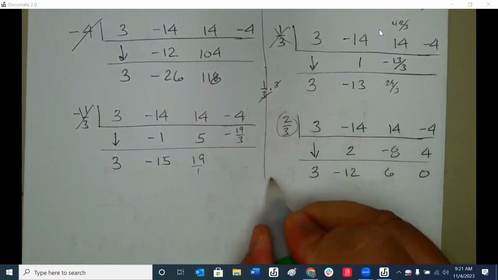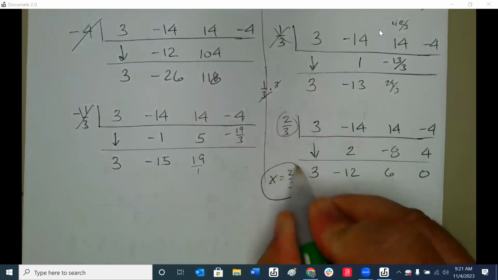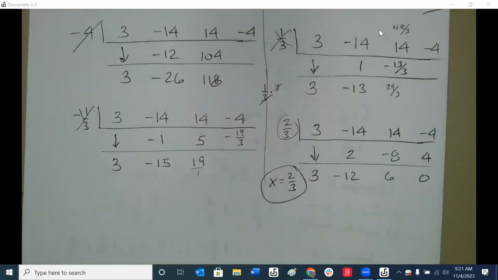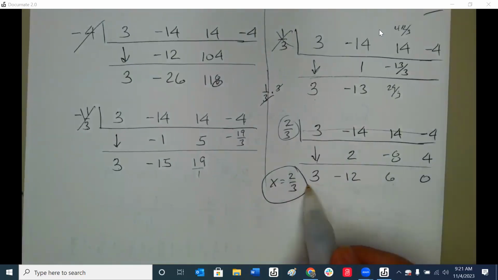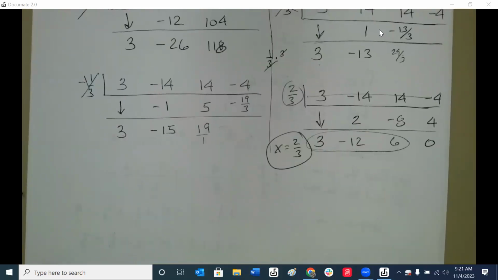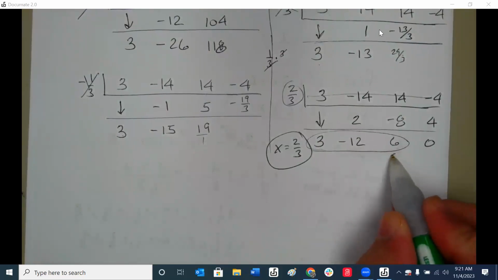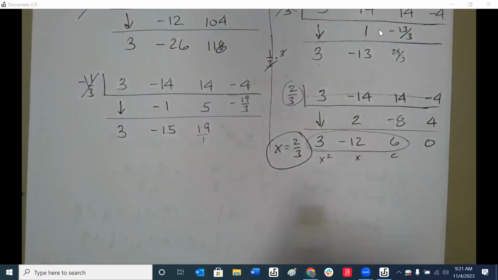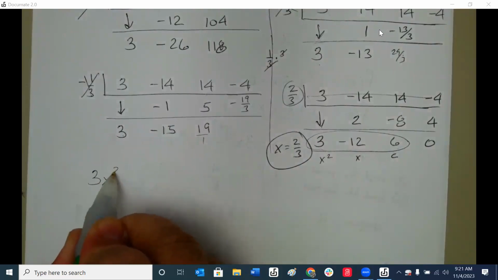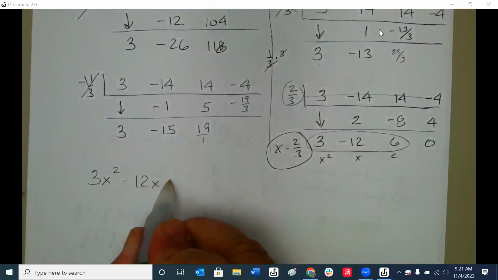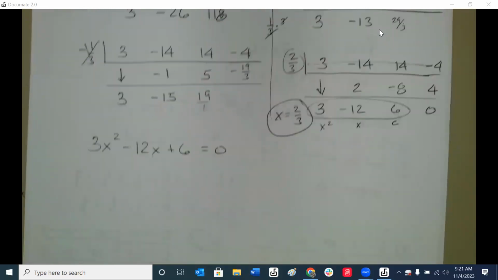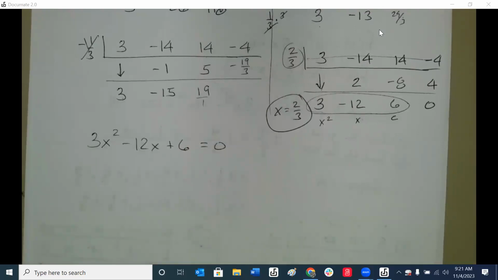So here's our second one. X equals 2/3. That's another 0. Now we're done with that one. We just have to look at this. But once we get to this stage in trinomials, because this is a constant, this is x, and this is x squared. So what we have now is 3x squared minus 12x plus 6. Once we get the quadratic equation, we can stop doing the synthetic division. We can either factor this or we can use the quadratic formula.